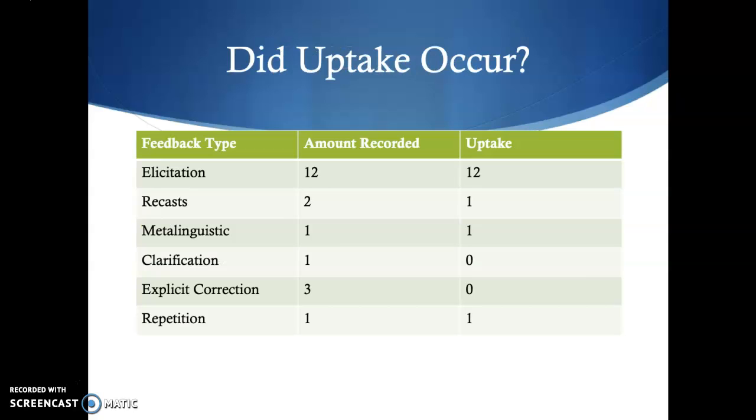And then did uptake occur? So elicitation: there was 12 recorded and uptake was 12. Recast 2 and uptake 1. Metalinguistic 1 and uptake 1. It has an asterisk next to that because it was a use of recast as well, so it's kind of a combination. Clarification 1, no uptake. Explicit correction, there was no uptake as well. Repetition, there was 1.